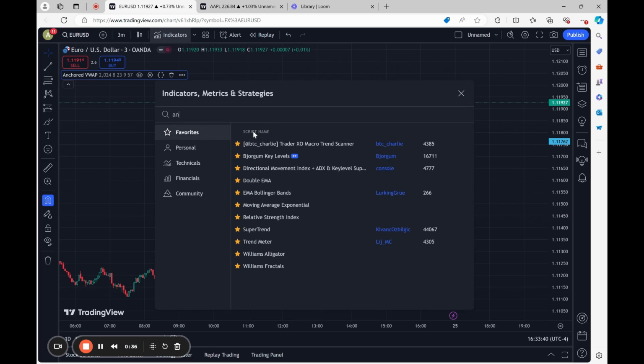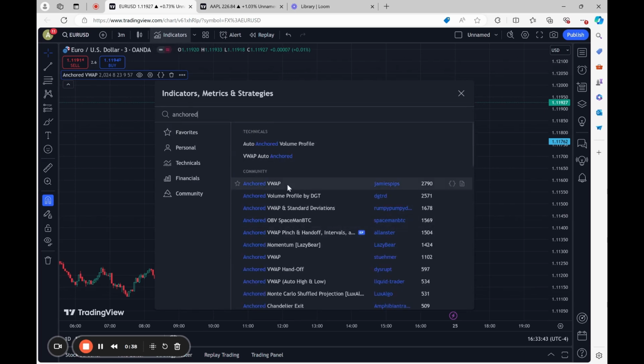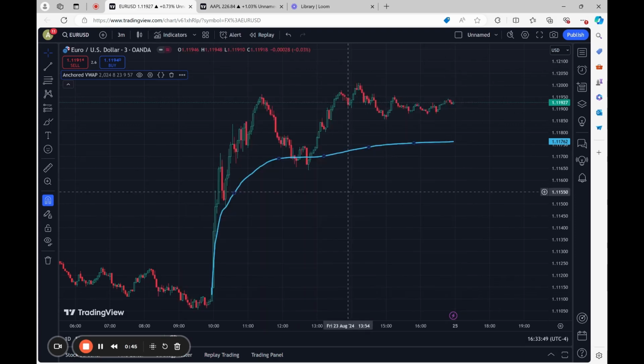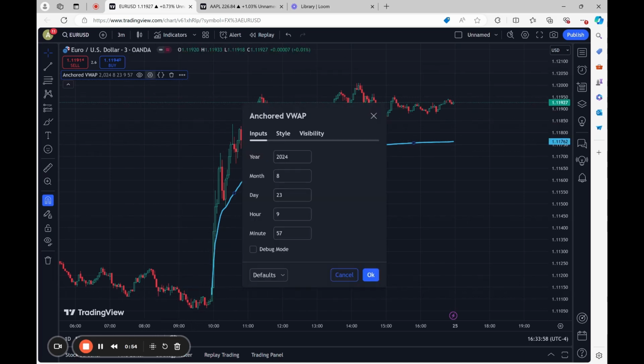You're going to want to search up anchored VWAP, and you're going to see the one by Jamie's Pips right here. That's the one that we recommend. So you're going to choose that, and you're going to find the most recent point of reversal into an uptrend. So right here, we're going to get that exact point of time, and we're going to go up here to the settings, and we're going to type in that exact point of time right here.